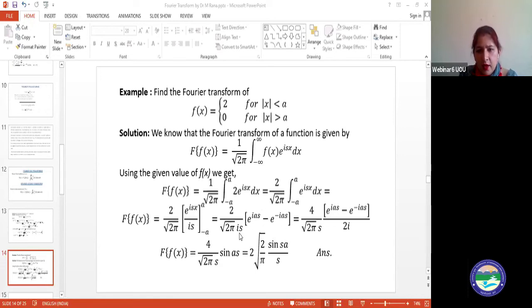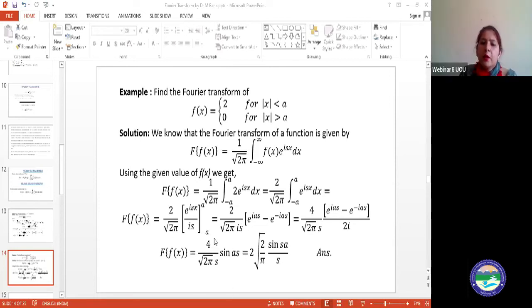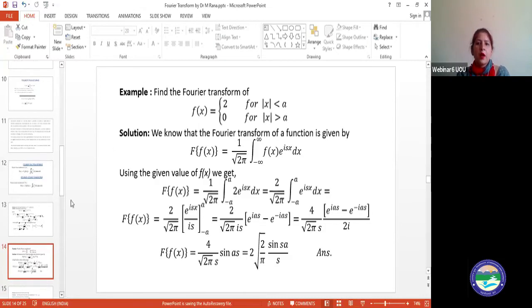2 is missing, as i is already here. So we'll divide and multiply by 2 in this equation. So you'll have 4 upon root 2 pi s, times e raised to power isa minus e raised to power minus isa upon 2i. So this one is sine sa. You can see that the result is 4 upon root 2 pi s sine of sa. By simplifying it, you get the result 2 upon root 2 by pi, sine sa upon s. So you can see that the Fourier transform is very easy, but you must have a very good command on integration.